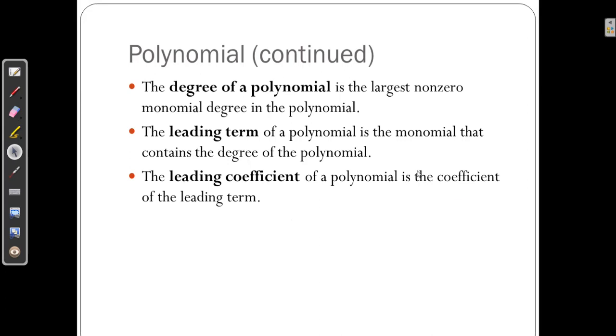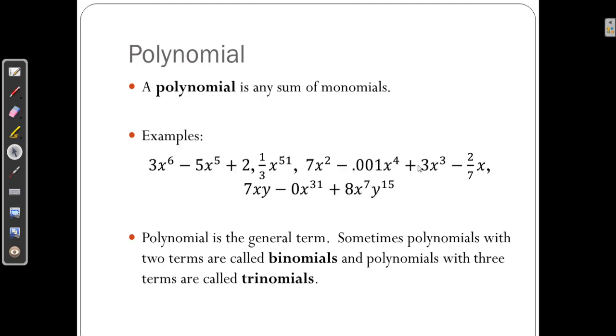So let's go back and look at our polynomials. The largest non-zero degree would be 6 in this first polynomial. So that's a 6th degree polynomial. The next, of course, is a 51st degree polynomial because that's the only degree there. This third polynomial looks like the degree would be 4. That's the largest monomial degree.